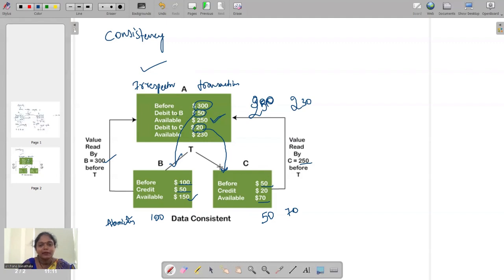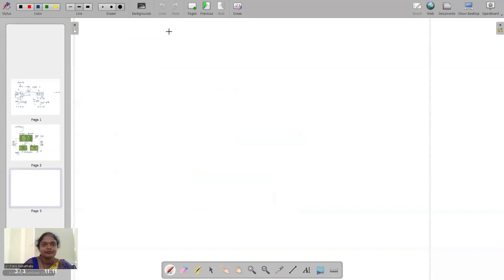So always the database management system ensures that the data should be in a consistent manner. So this can be achieved only when atomicity is implemented in a correct manner. This is about the second property of ACID. The third one is isolation.